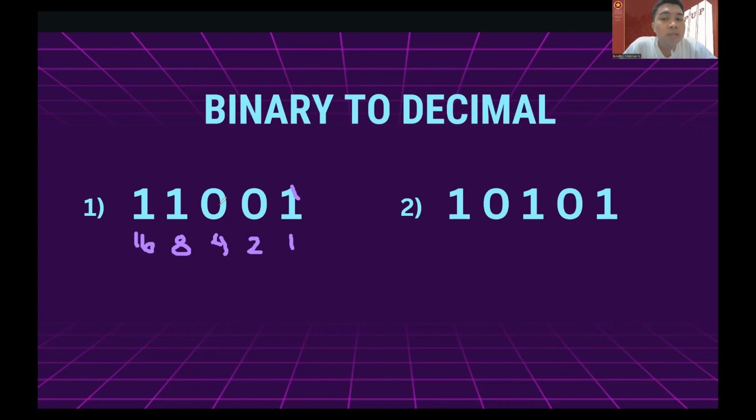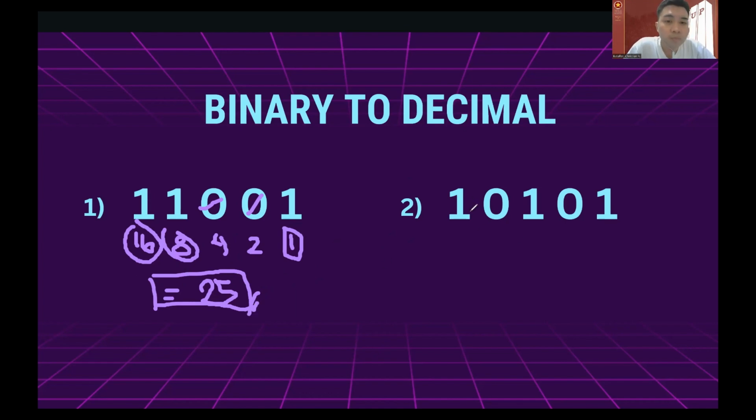So after that, we will disregard this number, yung 0. So I will encircle 16, 8, and 1. After encircling, we will just add them to get the decimal number system. So 16 plus 8 is 24. And 24 plus 1 is 25. So the decimal number of this sample is 25.